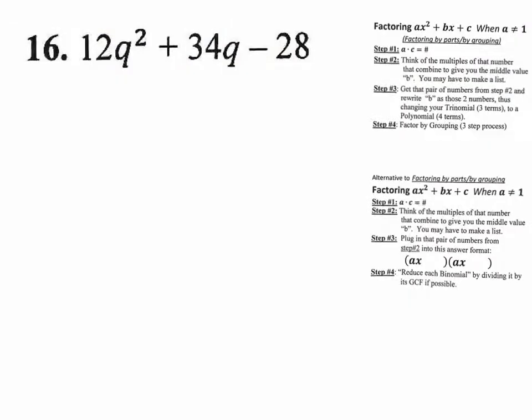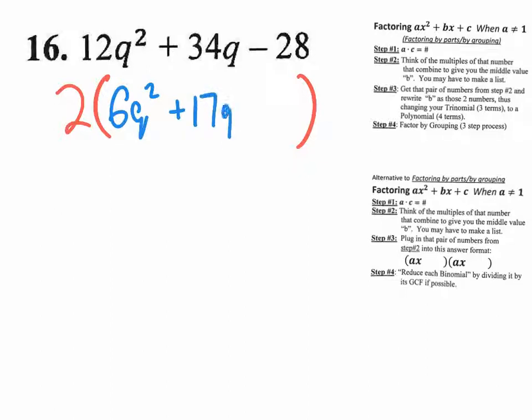So right here on number 16, what should I do first? GCF. Let's pull out a 2. So we're going to have a 6q squared, a plus 17q, and a minus 14. This is still going to be ugly, but it's better than multiplying 12 times 28. What's 6 times 14? That's 60. That's 24. That's 84.